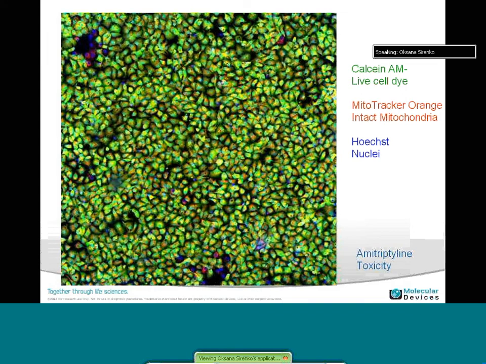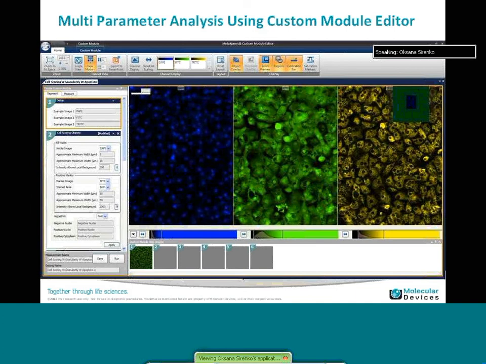Again, each image allowed capture of a little over 2,000 cells, and high resolution and advanced algorithms allow very efficient analysis and segmentation of confluent cell culture. So, multi-parameter analysis using the custom module editor. Here, three different stains could be processed simultaneously for different algorithms, whether it's nuclear characterization or cell scoring. You can see here nuclear stain and calcein or mitochondria.